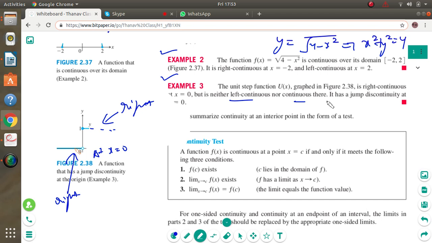Absolutely. So here we have the value 1 included basically. Here we have this value 1 there. Therefore it is right continuous basically. It is continuous from the right.